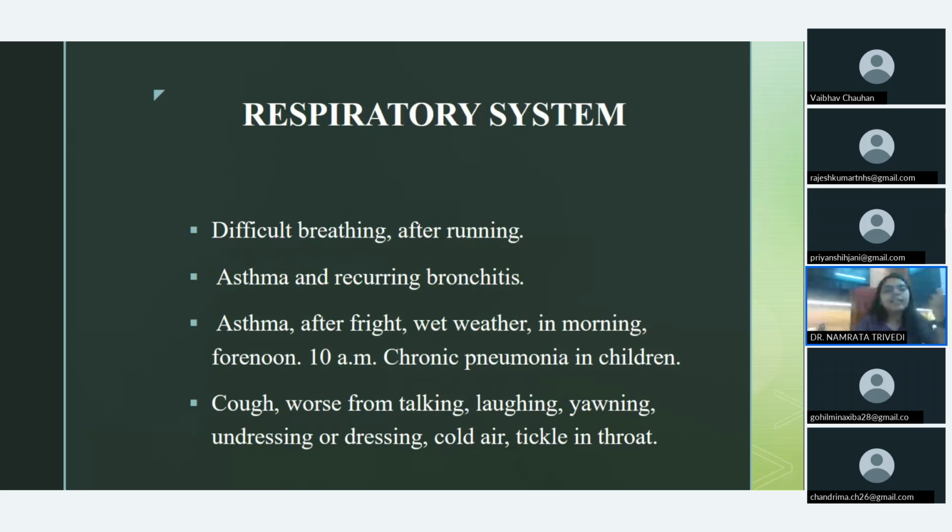We saw earlier that carcinosin medicine can also be given if there is any family history of asthma. Now, the carcinosin medicine has difficult breathing after running, asthma, and recurring bronchitis. Asthma after fright, after wet weather, or in the morning, forenoon or at 10 a.m. Chronic pneumonia in children. Cough is worse after talking, laughing, yawning, undressing, and tickling in the throat causing coughing.